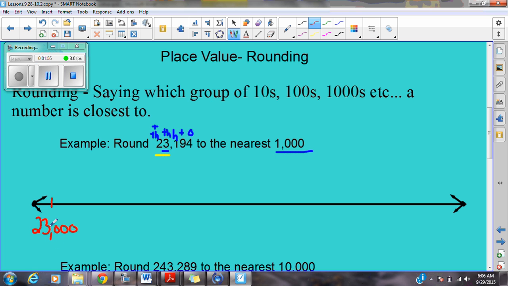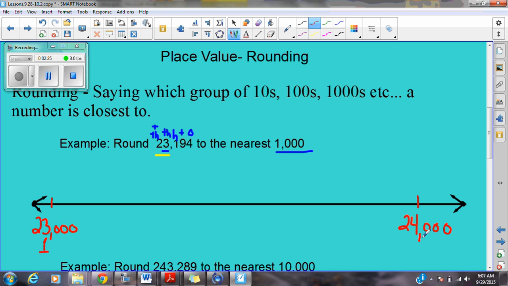Or I could round to 1,000 more. Here's where our adding comes in. 1,000 more than 23,000 would be 24,000. So now I have two numbers to which 23,194 could round. My job now is to find the midpoint. What is the middle of 23,000 and 24,000?